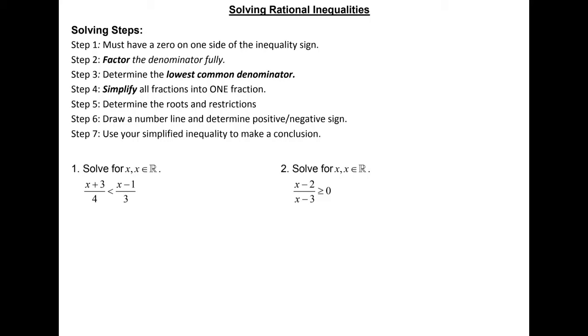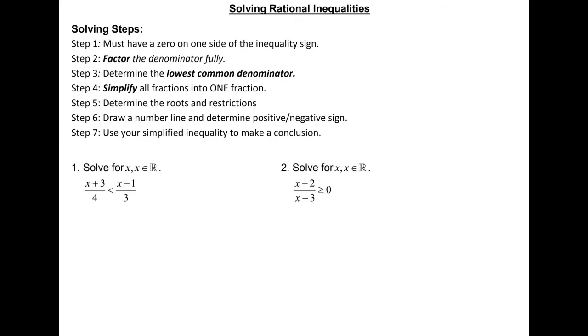Then, simplify all fractions into one fraction. Determine the roots or the zeros by letting the numerator equal 0, and determine the restrictions by letting the denominator equal 0. After we have the zeros and the restrictions, we put them on the number line to check the positive or negative sign for each of the intervals. Then, we use our inequality to make our conclusion.